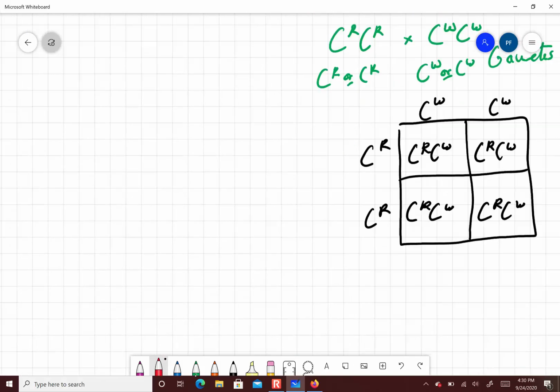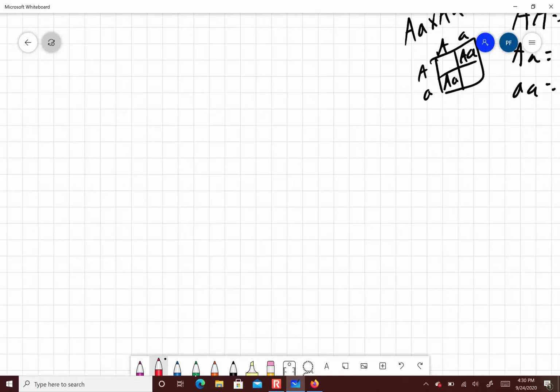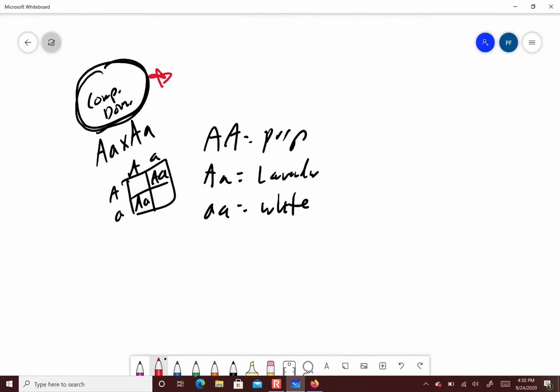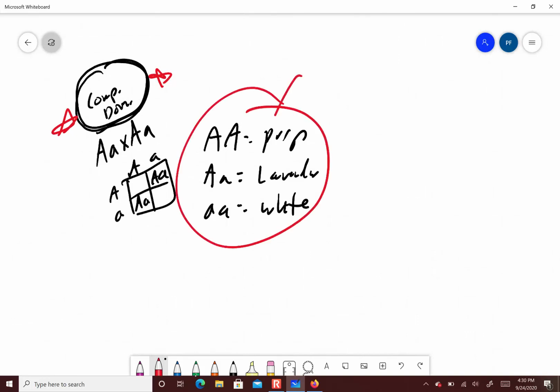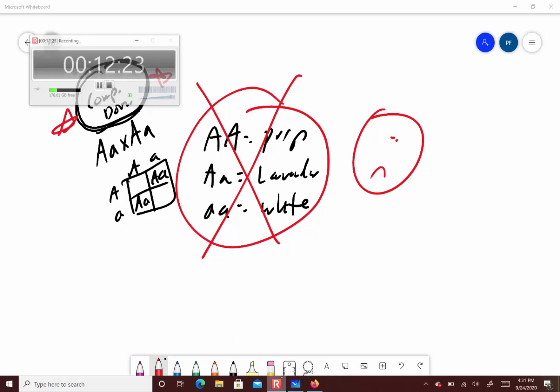Right? So you kind of have to pay attention. You don't have to know it. You don't have to memorize it. I'm already telling you which one it is, but you've got to pay attention to it. Because if you do this, it's going to all be wrong, which is not going to be a very good grade. All right? So this was incomplete dominance.